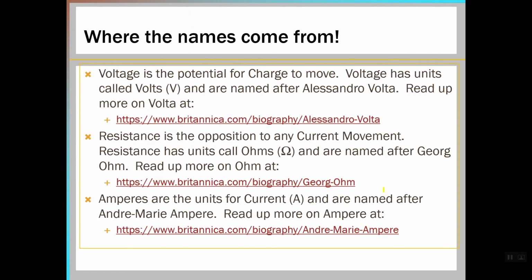Now, if you get a chance, you need to look at these pages. Voltage is the potential change for charge to move. It has a unit of volts. It's named after Alessandro Volta. Resistance is ohms, named after Georg Ohm. And amperes, for the current, is named after Andre Marie Ampere. Read their biographies. Learn a little bit about where these come from and why we name these basic units after them.